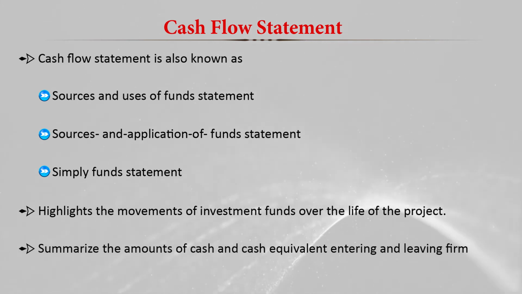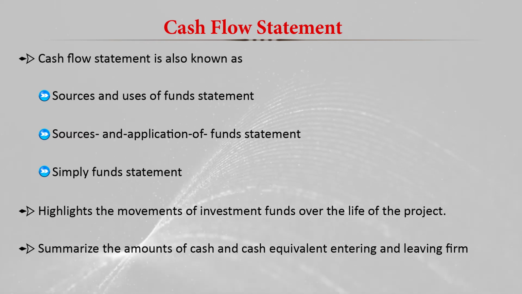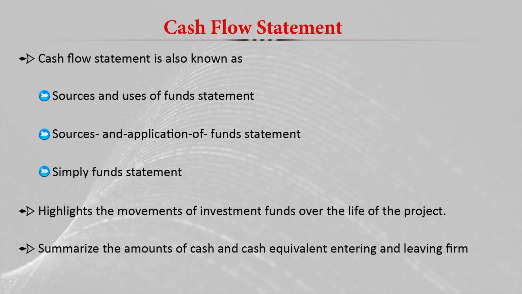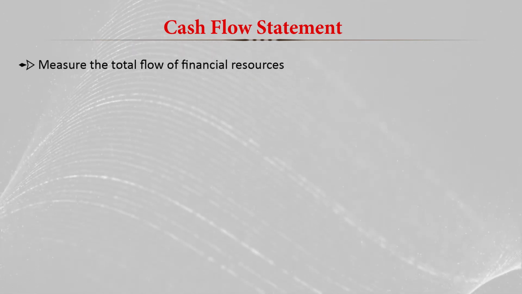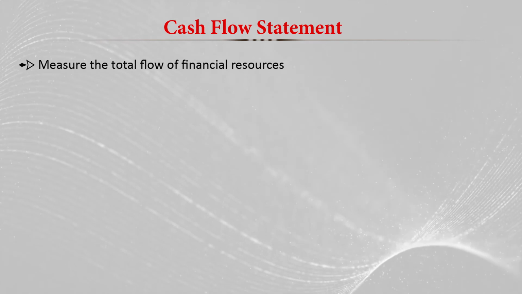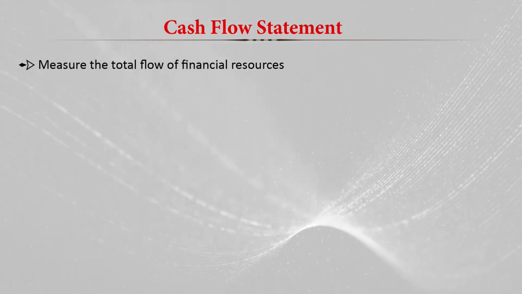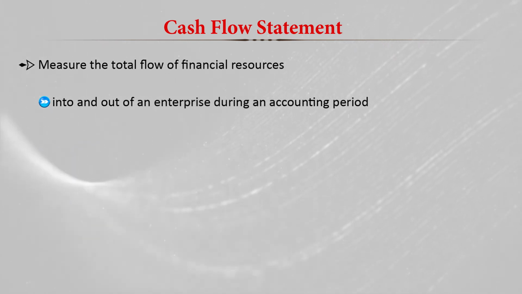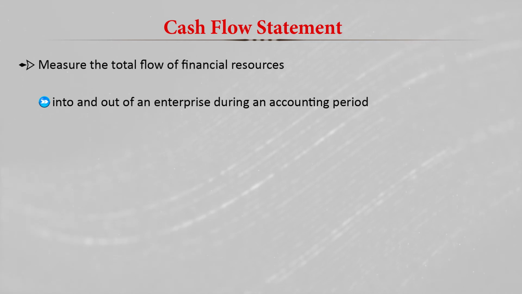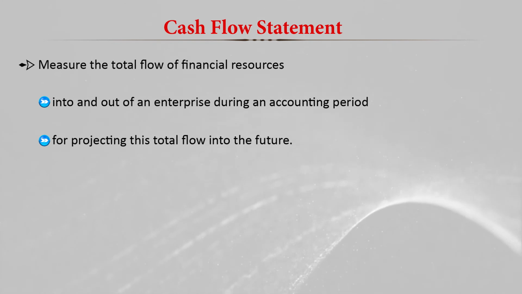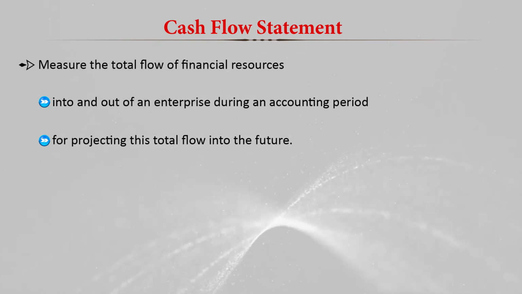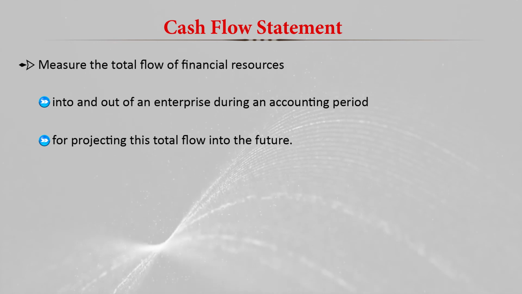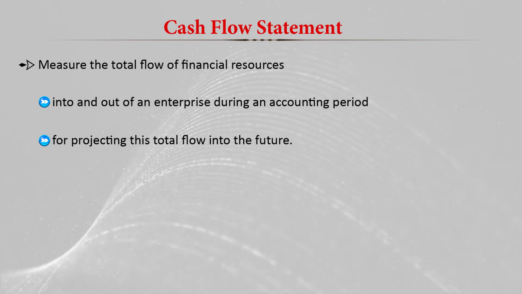So basically it summarizes the amount of cash or cash equivalent that is entering into the firm or leaving the firm. The cash flow statement measures the total flow of financial resources into and out of enterprises. It measures the funds which are coming in and going out of an enterprise during an accounting period, and it is used for projecting the total flow into the future. So we can project what the future position will be using the cash flow statement.